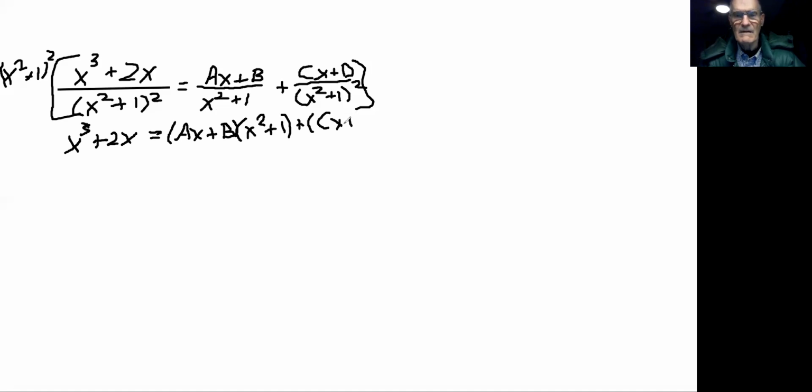The denominator is totally canceled because I'm multiplying by x squared plus 1 squared. So that x squared plus 1 squared there and that x squared plus 1 squared there will cancel. So that's what I'm left with. Now if I work this out, I've got my x cubed plus 2x on the left side. I'll just ditto that until I get down a couple of steps. Then I can multiply this here.